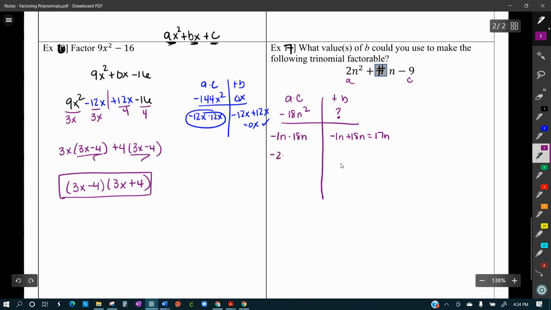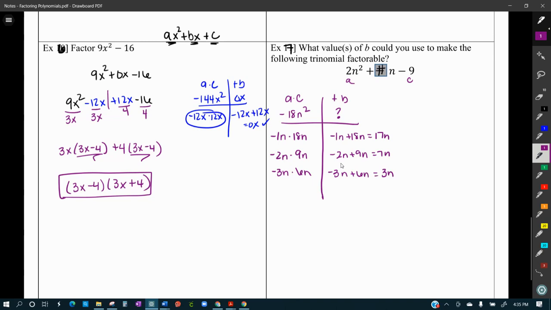Then we could do negative 2. Well, negative 2n times 9n. So if I add these up, negative 2n plus 9n, we get 7n. 3 can go into 18. 3 times 6. And then if I add these up, we get 3n. 4 doesn't work, 5 doesn't work, and 6 starts over.